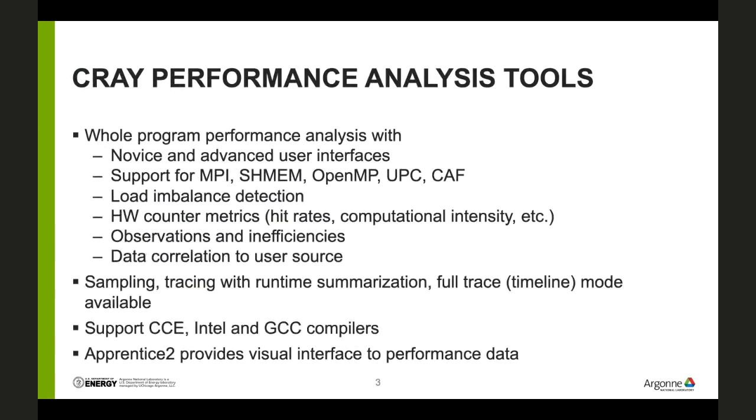Okay, CrayPat is for whole program performance analysis with novice and advanced user interfaces. It supports MPI, SHMEM, OpenMP, UPC, and CAF, and also accelerators on other systems. You can get load imbalance detection, and you can also read hardware performance counter metrics, for example, hit rate or computational intensity for roofline analysis, etc. And you can also get some observations and inefficiencies from the CrayPat report, and you can also get data correlation to user source.